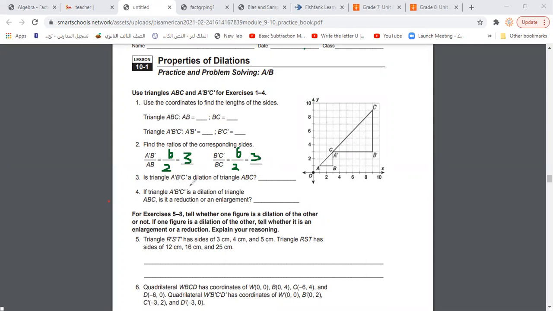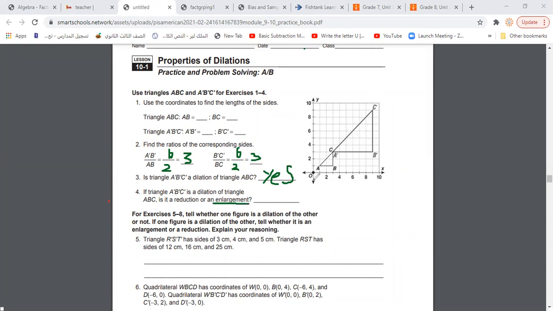Is the triangle A prime, B prime, C prime a dilation of triangle ABC? Yes or no? Yes. Okay. The next question. Triangle A prime, B prime, C prime, a dilation of triangle ABC: reduction or enlargement? Enlargement.